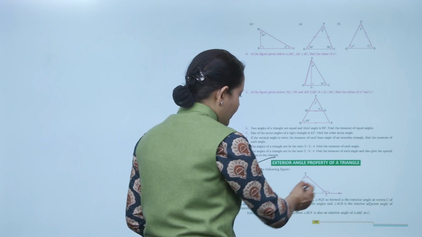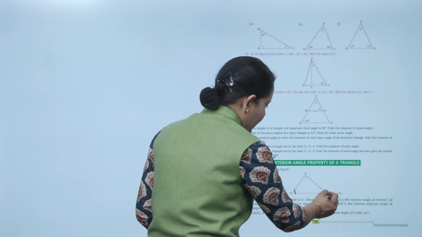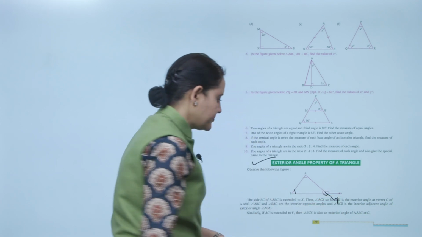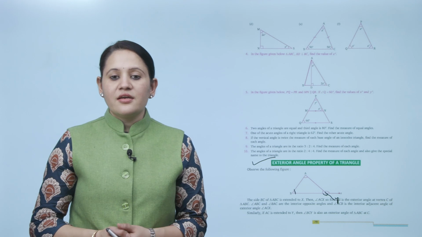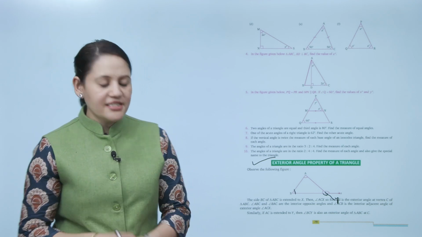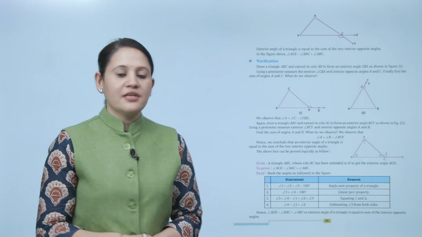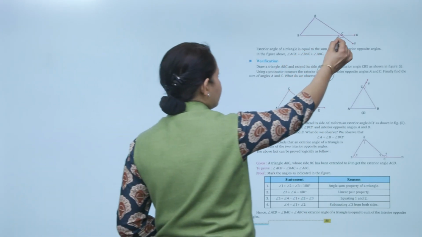BCY. If we extend this in this direction, then angle BCY, the exterior angle formed here, is also the exterior angle of triangle ABC at C. Like here, this is the exterior angle.